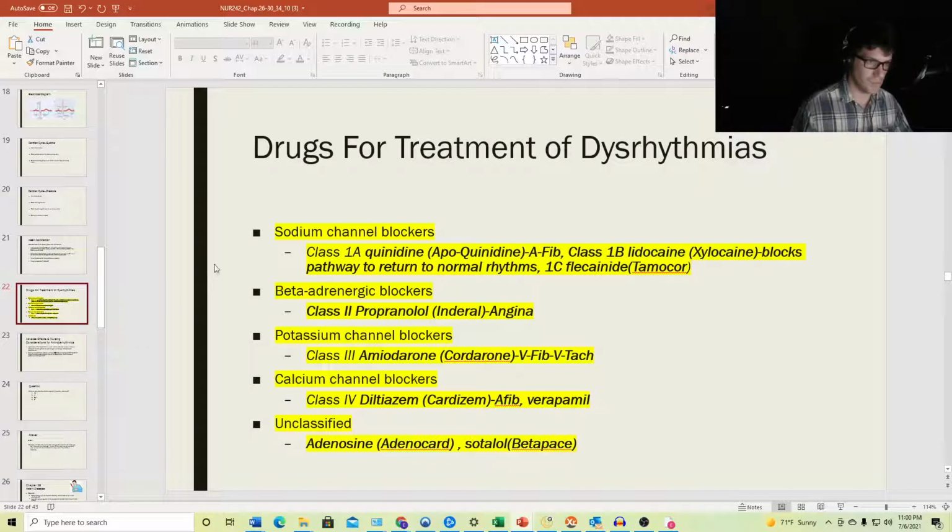Here, the first type is class 1A. One second, I got a belch. I don't want to do that.